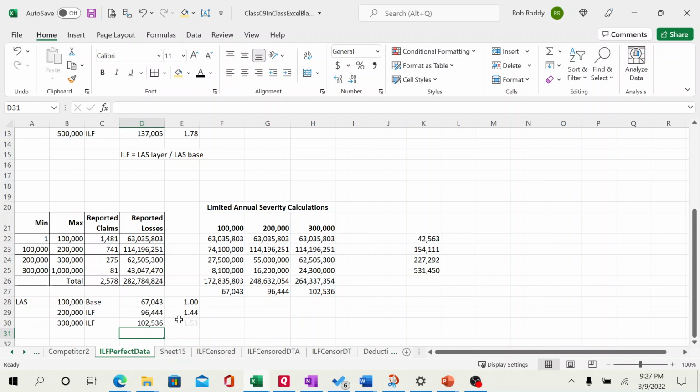I like the limited annual severity because you can actually see it increasing, and you can make sure it passes the test here, because you can compare the 300,000 to the 102,000 instead of these big nebulous gargantuan loss amounts. So your LAS is 67,000, 96,000, 102,000. This is one reason why these losses don't go 100, 200, 300.